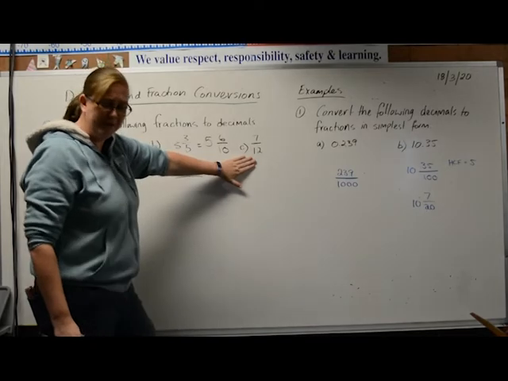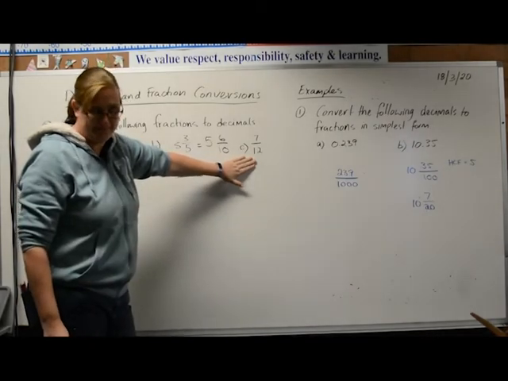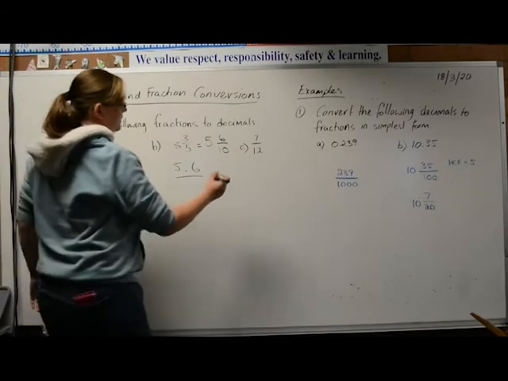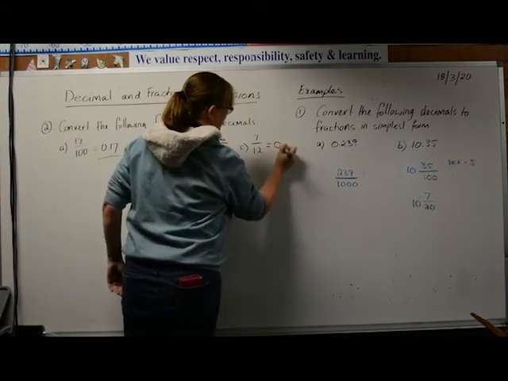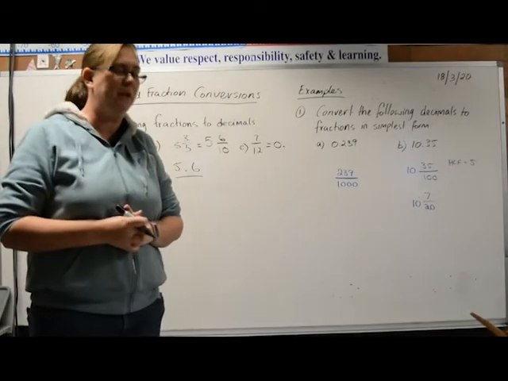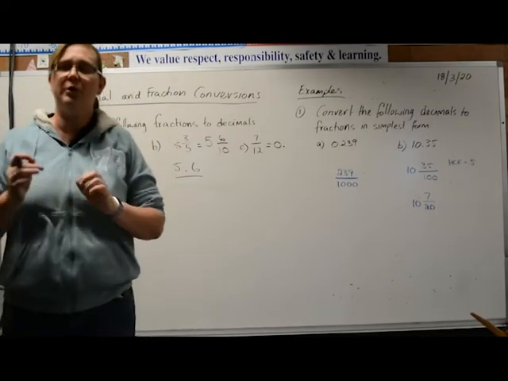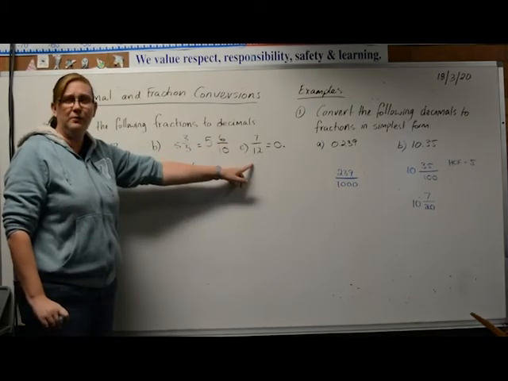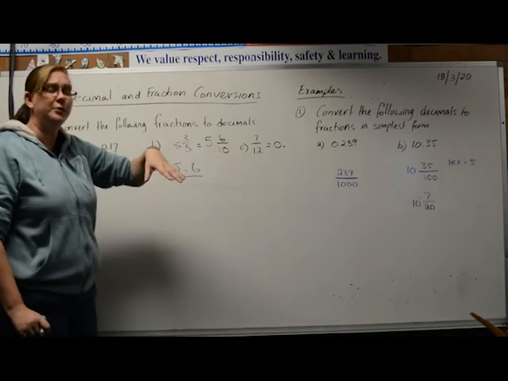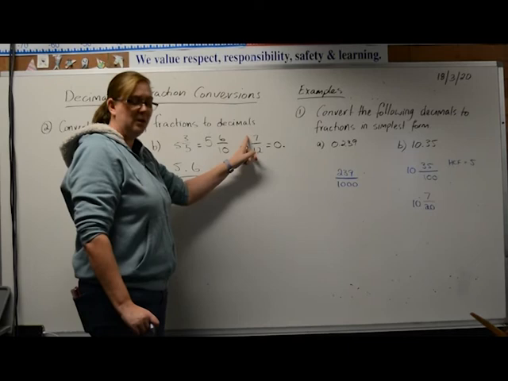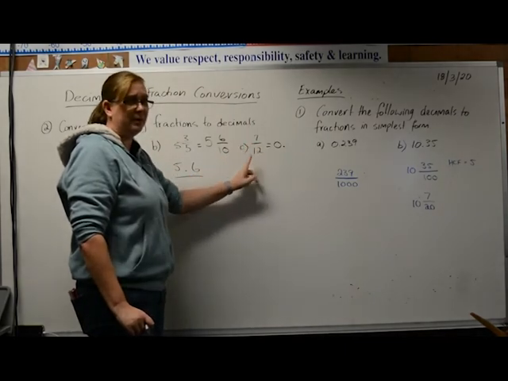7 over 12 is a little bit trickier again. There's no whole numbers, so we're going to end up with a 0 point. But here's the tricky bit. This is a skill that you're going to need to be able to do. 7 over 12 can also be said to be 7 divided by 12.